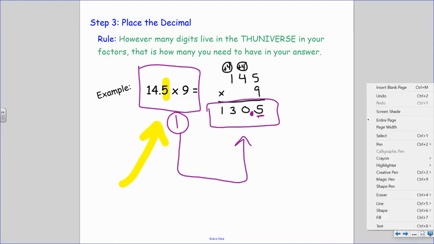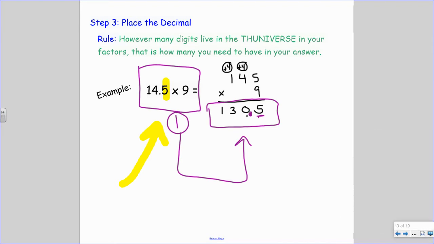Now I'm going to show you what happens. If I were to put it here, for example, I'd now have 2 digits in the decimal universe, the 0 and the 5. If I put it here, I'd have 3 digits. If I put it here, I'd have 4. So we want to put the decimal point where there's only 1.